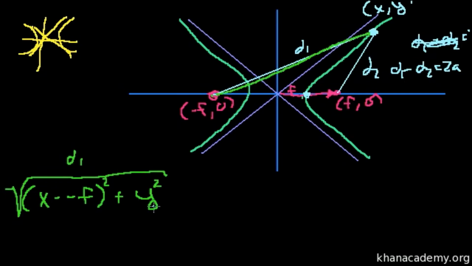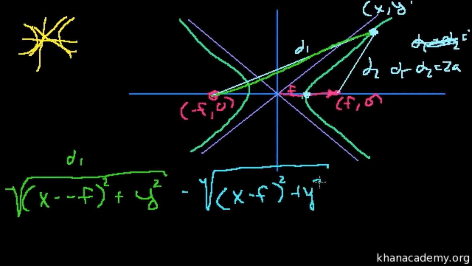And we want to subtract from that d2, right? The difference of the distances, and in this case d1 is definitely bigger than d2. Well, you could take the absolute value if you didn't want to worry about that. And so here we get the square root of x minus f squared, plus y squared. And what does that equal? Well, we said that equals 2a. That equals this distance right here. So that is equal to 2a.